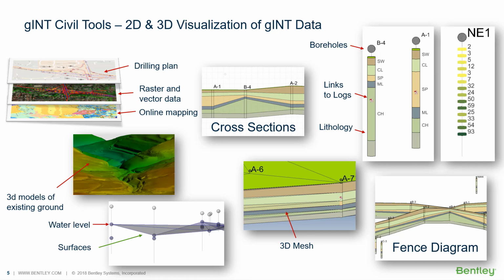Or even you can do that with OpenRoads or other civil software packages, where gINT Civil Tools is also provided as an add-on. So if you're working on OpenRoads, you can just get the gINT data, import the gINT project, and you can get that information of the boreholes, the lithology layers, and you can link those logs in your 3D platform. Now you can also create 3D models of existing ground. You can create water level surfaces, and also 3D meshing and fence diagrams. You just get that information from gINT, and then you can visualize it in 2D or 3D inside of Civil Tools or other civil products, where Civil Tools is provided as an add-on.